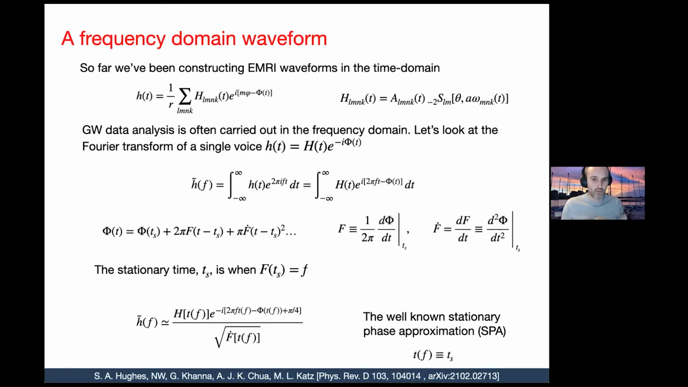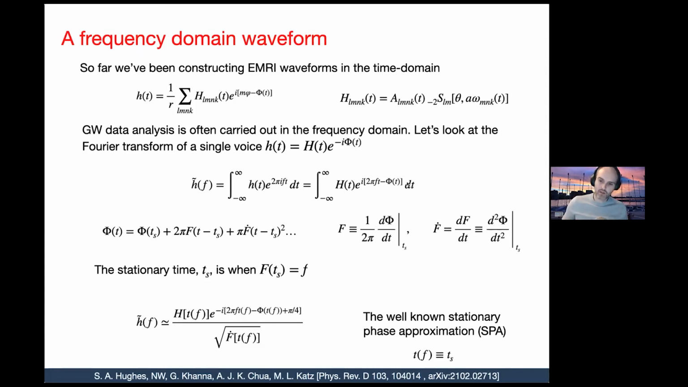So far we've been constructing waveforms in the time domain, but in that same work where we did this generic inspiral, we also showed how you can directly compute waveforms in the frequency domain. Just to quickly go over that, here we have an example of our waveform. We have some amplitude and some phase. Again, this h is a combination of these two quantities. And then we can take a Fourier transform of just one of these modes of this sum. This is just the definition of a Fourier transform, written out here.